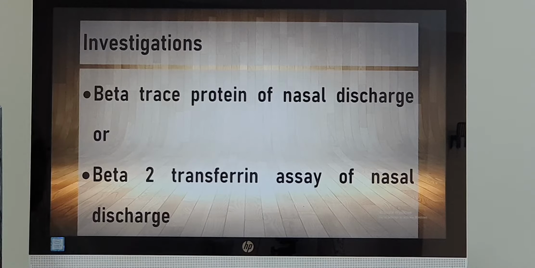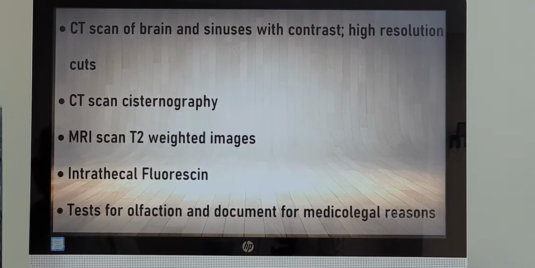Then why are we doing beta trace protein? Because the quantity of fluid needed to test for beta trace protein is very less. Just 1 or 2 drops is more than enough and the result comes very fast. But when you do beta 2 transferrin, the sensitivity is more, it takes some time, and the quantity needed is more. So first we have confirmed that this is CSF. Once the patient comes back with the report and we see that it is reported as CSF, then the next thing we have in mind is the site of leak and how big the leak is.